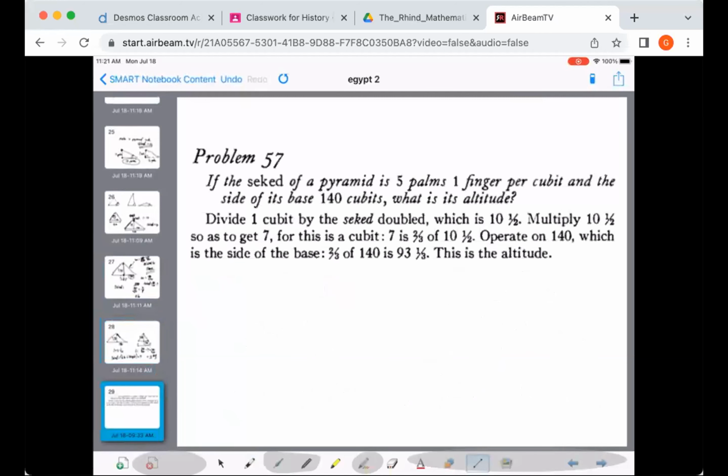Now, question 57 is where they're telling you the seked is 5 palms and 1 finger. That's the same thing as 5 1/4.